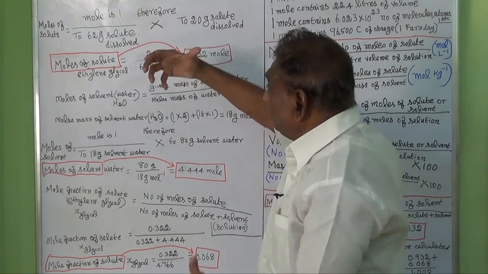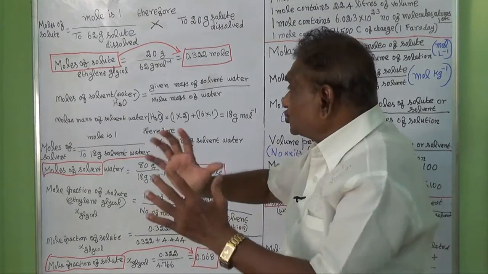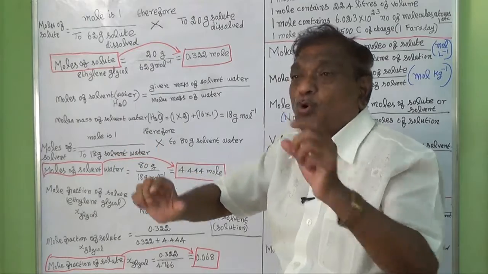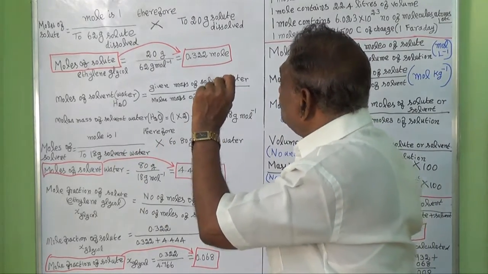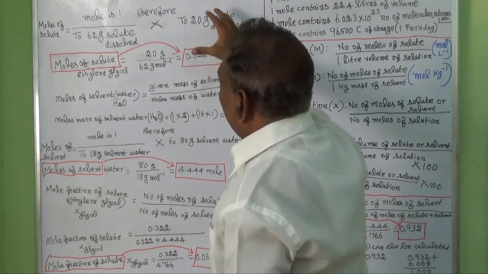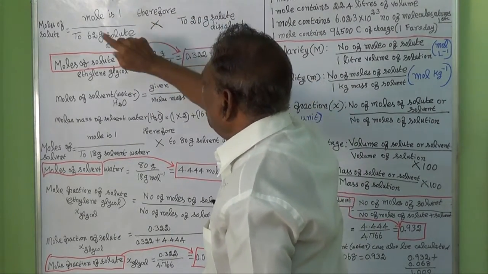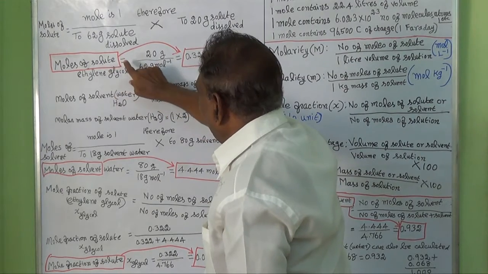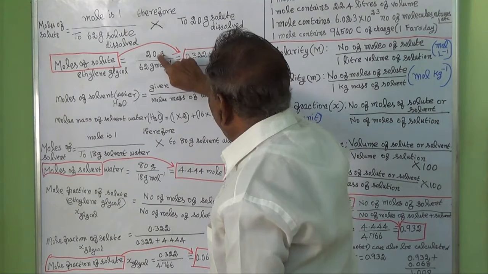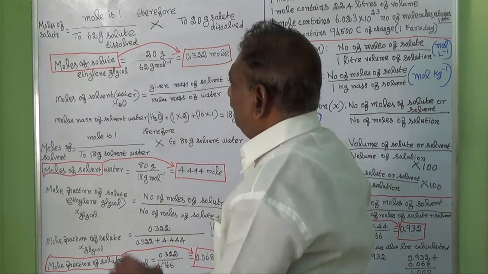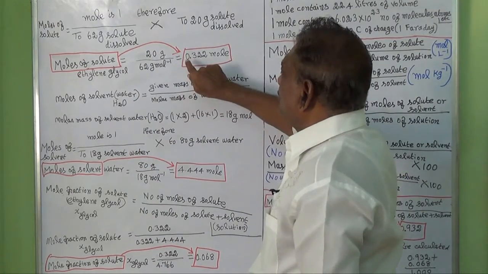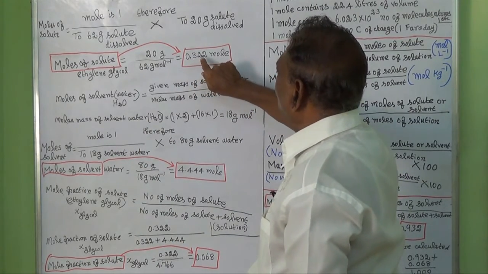Therefore, in our sum, 62 gram of solute is not dissolved. Only 20 gram of solute is dissolved. If we remove all the words, we will get the moles of solute, that is ethylene glycol, as 20 gram by 62 gram. If we divide 20 by 62, we will get 0.322 mole.